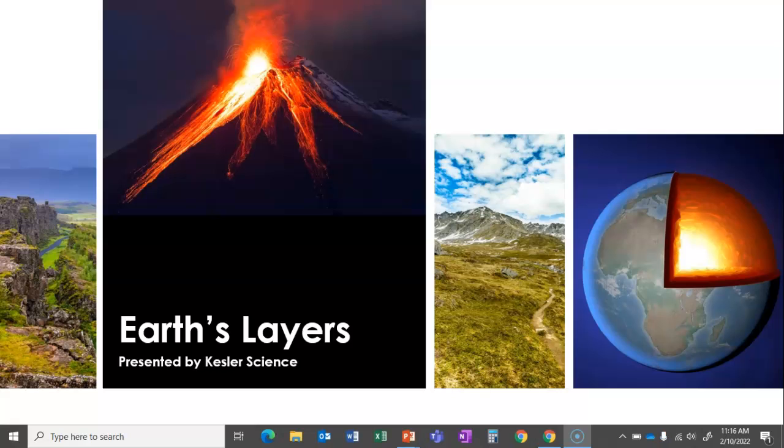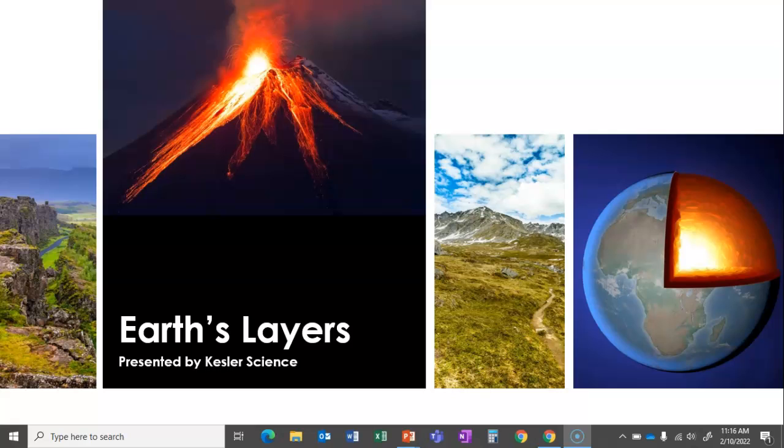Hi, ladies and gentlemen. We have finished up talking about oceans and really all the waters of the earth, and we're now moving on to talking about the actual earth itself, the ground, and what's under the ground. And so we're going to start that process by taking a look at the layers of the earth.